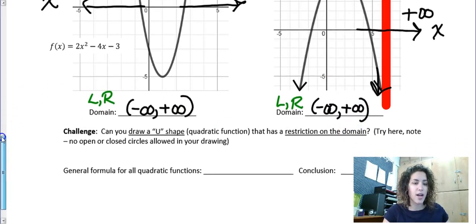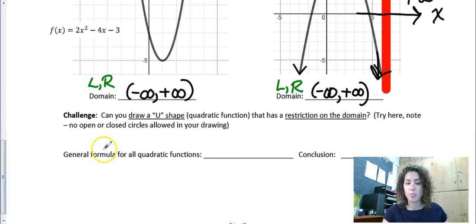So once again, here's a challenge. Can you draw a U-shape or a quadratic function that has a restriction on the domain? Once again, you have that restriction. You're not allowed to add any open or closed circles, which means I can't go like this and say, hey, check it out, there's a restriction. Nope, can't do it. No open or closed circles. If you can draw that shape, you are accepting my challenge. Show me what you got.